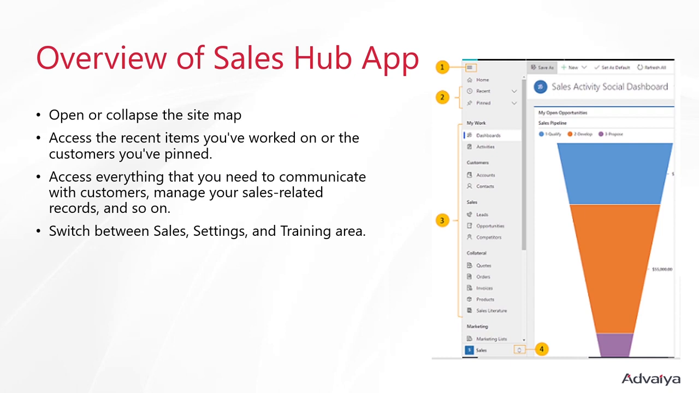Overview of a Sales Hub app. Open or collapse the sitemap. Access the recent items you have worked on or the customer you have pinned. Access everything that you need to communicate with customers, manage your sales related records and so on. Switch between settings and training area.